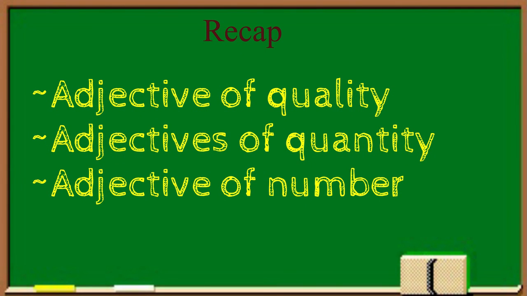Let us now have a look at what we have gone through in this module up till now. Adjective of quality tells the quality of a person or thing. Adjectives of quantity tell the quantity of a thing, and adjective of number tells the exact number or answers the question how many?